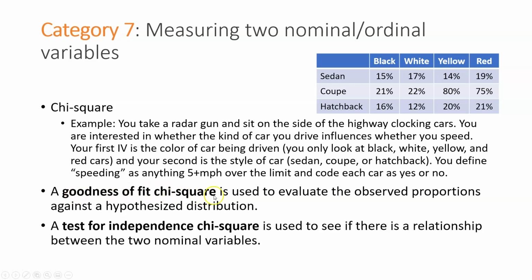A goodness of fit chi-square is used to evaluate the observed proportions against hypothesized distributions, whereas a test for independence is used to see if there's a relationship between the two nominal variables. This right here is a test for independence because you're seeing, is there a relationship between the color of the car and the type of car being driven in whether somebody speeds or not.